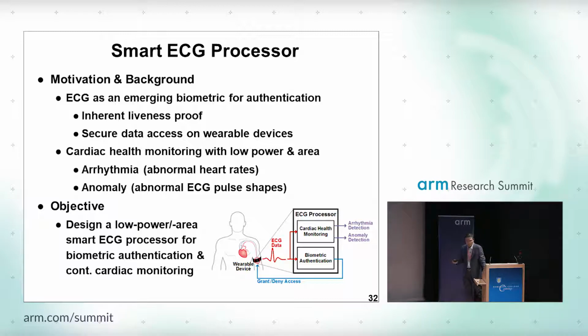So besides fingerprint or iris, there have been studies showing that everybody's ECG is slightly different, right? And we wanted to exploit that difference so that we can use it as a modality for biometric authentication. The objective here was to design a low power, low area smart processor for wearable devices that can do continuous, not only heart monitoring, but also biometric authentication, so that we can authenticate ourselves to access our important private health data.